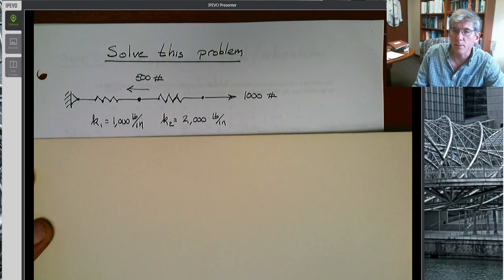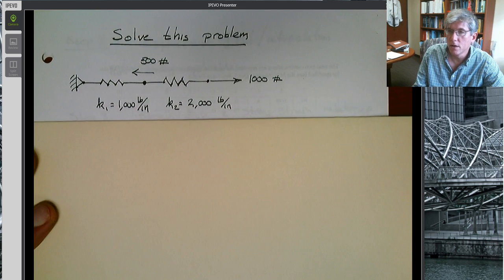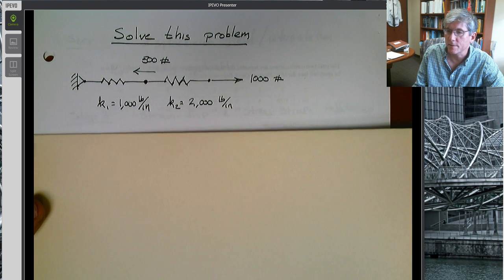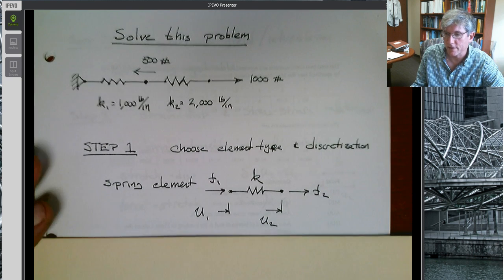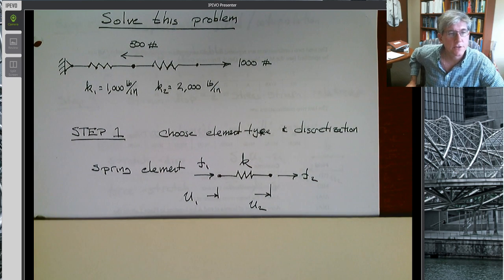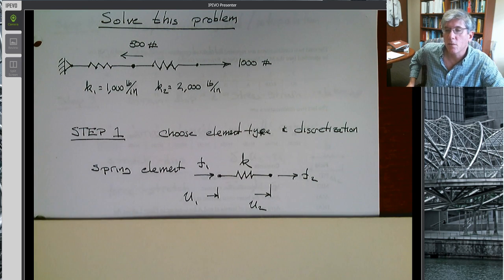All right, and we'll try to stick as much as possible to the general approach outlined in chapter 1, even though it's kind of simplified here, so it gets a little weird at some point. All right, so first step: choose the element type and the discretization. So spring element, right? We're going to use a spring element. And when I say spring element, it's going to have the following definition here.